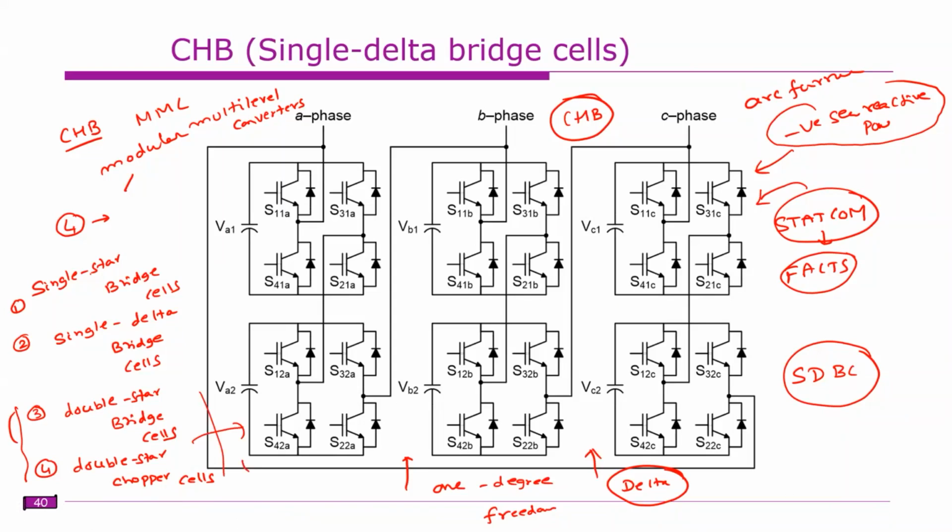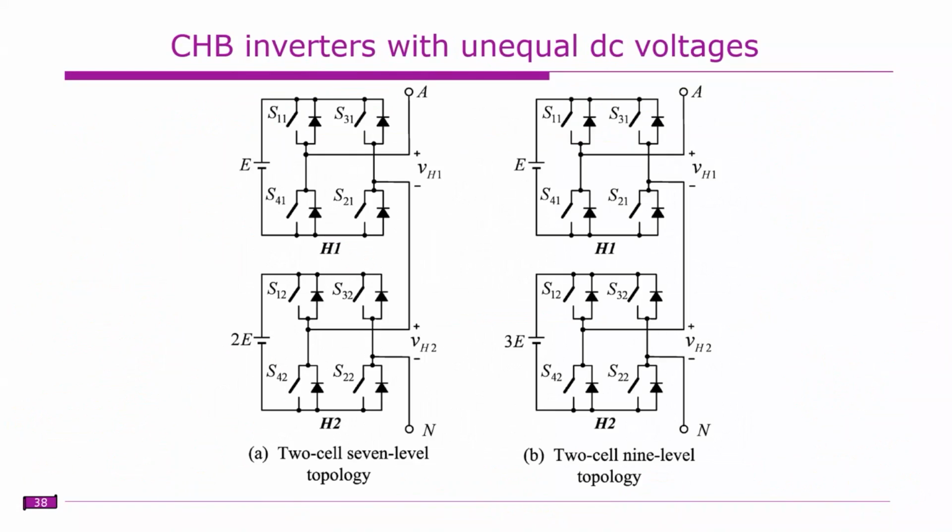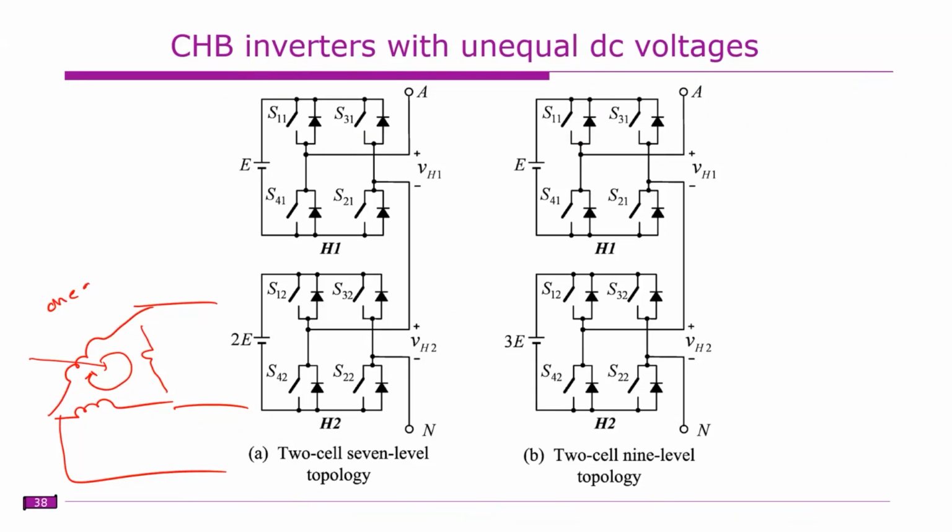If you have a delta connection, for example, if the load is connected like this, the circulating current will be rotating in this loop. It will not come out of these phases. So you have only one path for the circulating currents. It is known as 1 degree of freedom, circulating current of 1 degree of freedom.